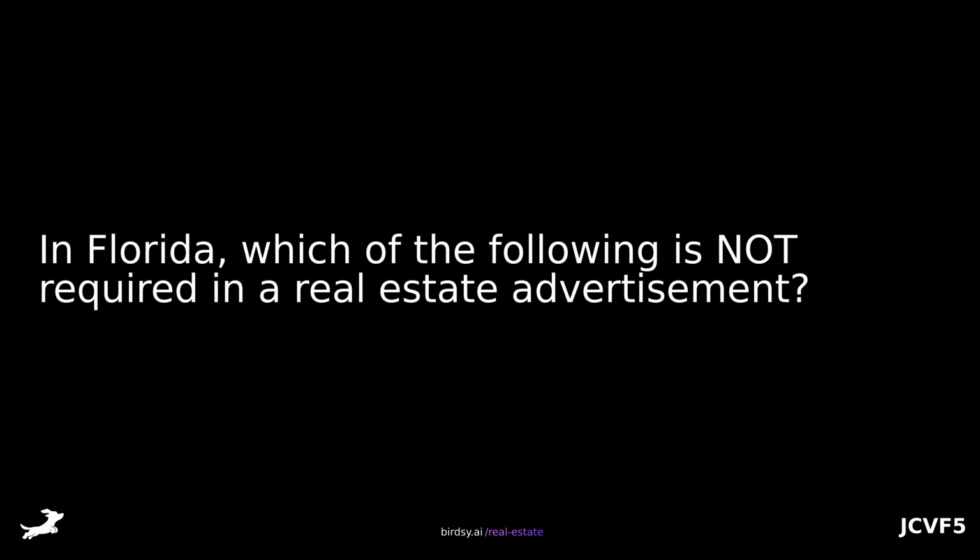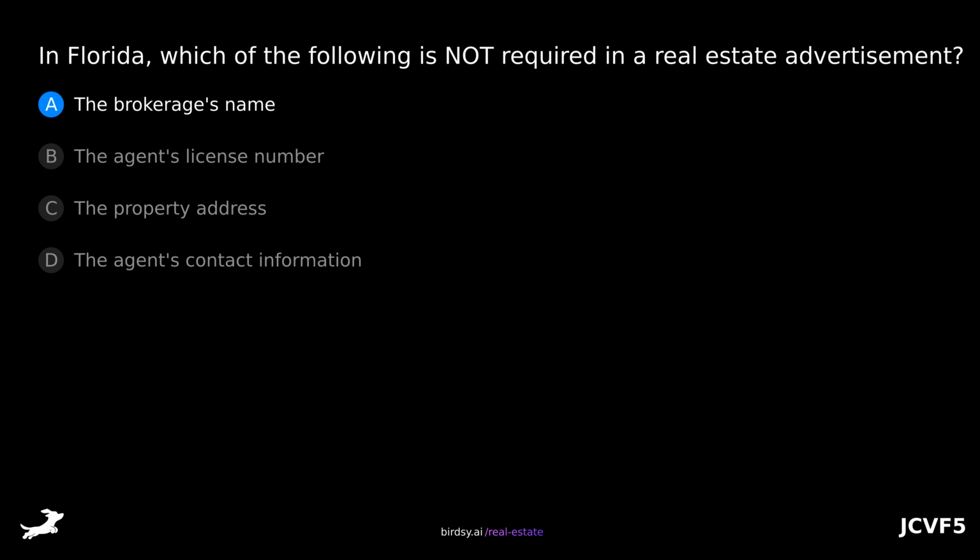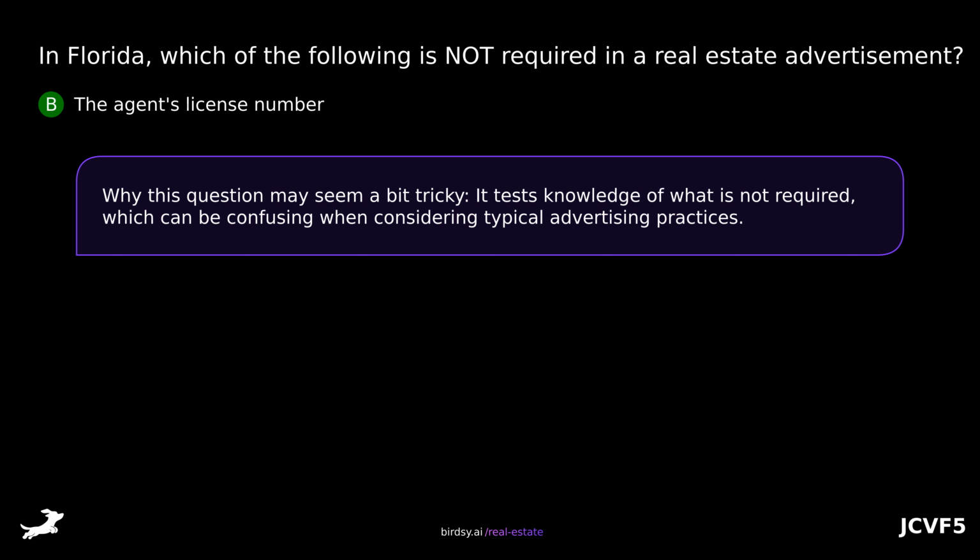In Florida, which of the following is not required in a real estate advertisement? Is it A, the brokerage's name, B, the agent's license number, C, the property address, or D, the agent's contact information? The answer is B, the agent's license number. Why this question may seem a bit tricky: it tests knowledge of what is not required, which can be confusing when considering typical advertising practices.